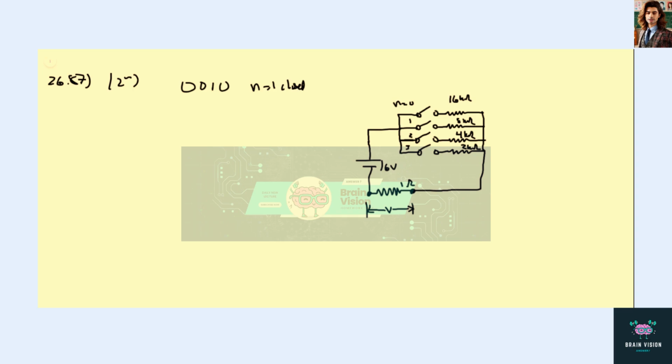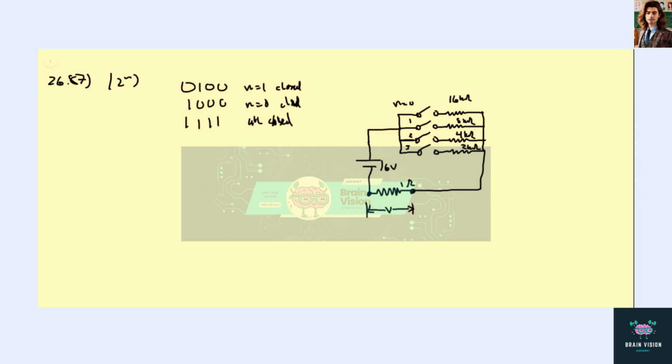Sorry, I just realized I wrote this wrong. So 0100 is n equals 1 closed, and the rest open. 1000 would be n equals 0 closed, the rest open. 1111 would be all closed, for example.